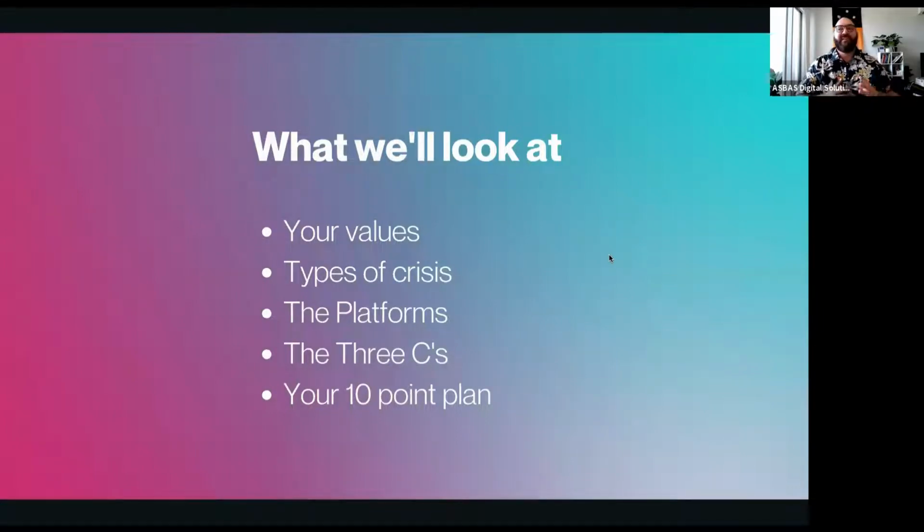And then there's a 10-point plan, which will give you every step to take in order to ensure that you're ready for crisis communications on social media when something does go wrong. Or at least you've got some tools at your disposal that you can use to make sure that people are aware of what you're doing.